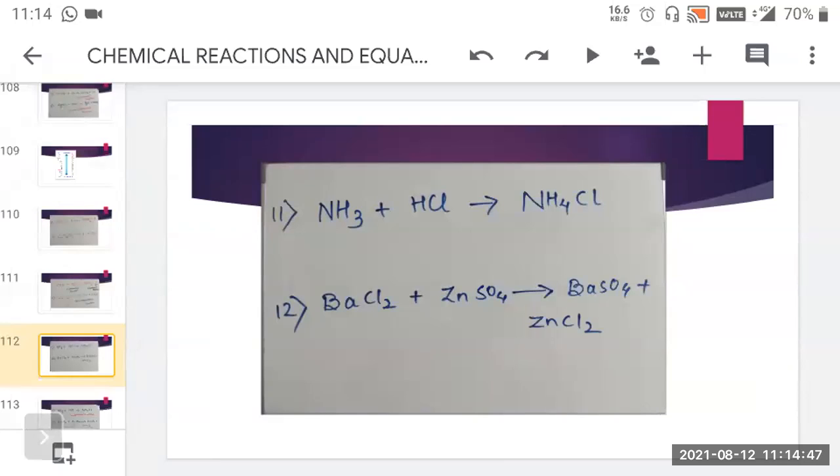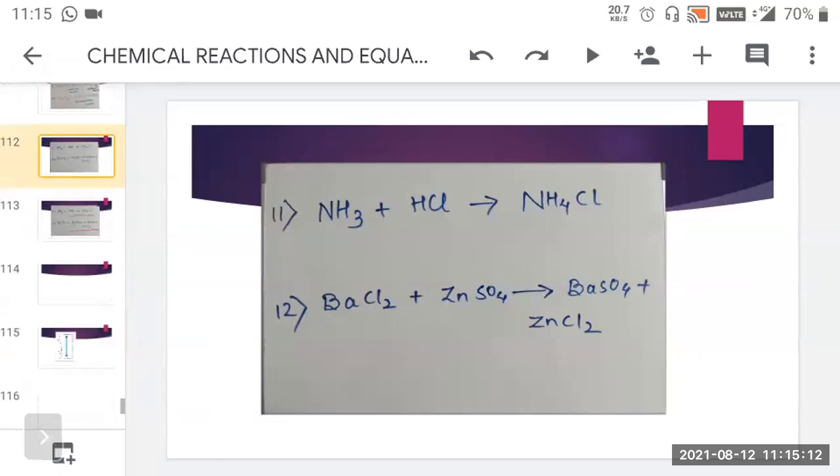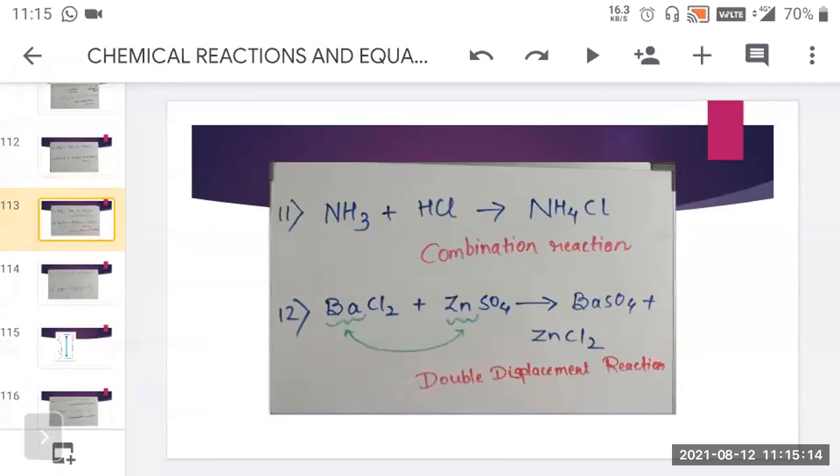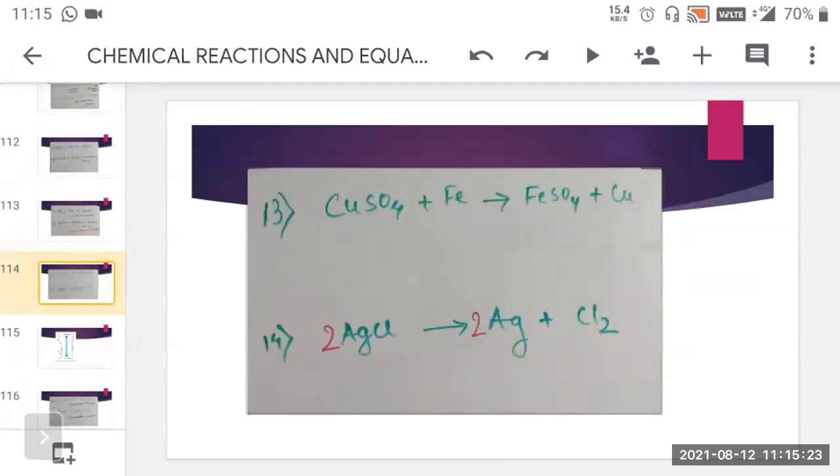So in the product side, you can see exchange of ions has taken place. So in this case, we can say that this is a double displacement reaction where exchange of elements, either metals or non-metals, has taken place. Two elements exchanged with each other. So whenever two elements exchange with each other, we can say it is a double displacement reaction. You can see here how the exchange has taken place. Okay, you can also do it in your notebook.